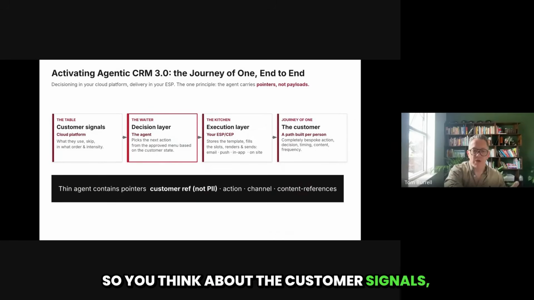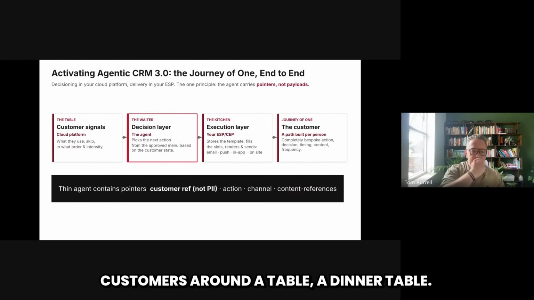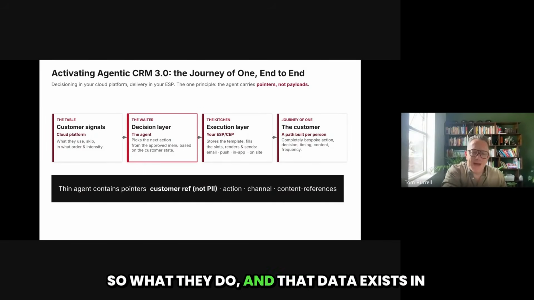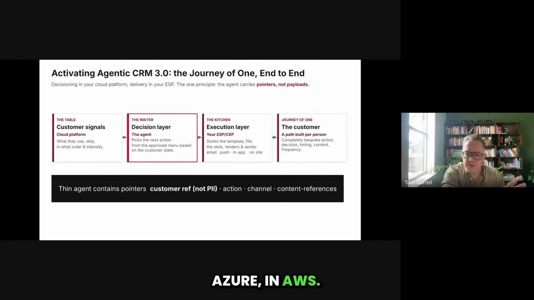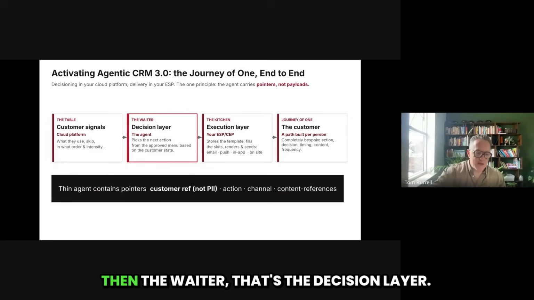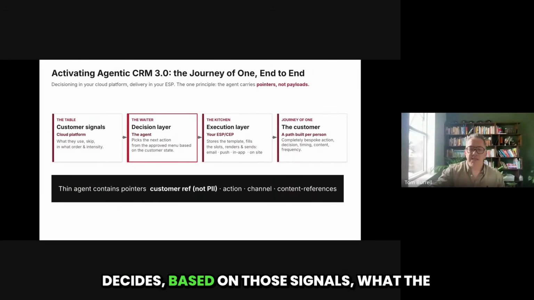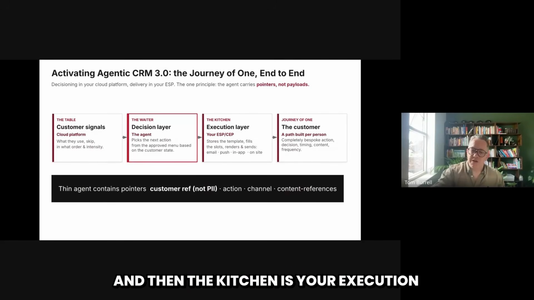So you think about the customer signals as the table. You've got the six customers around a dinner table. Take it as a restaurant. The customer signals, and that data exists in your cloud platform, your BigQuery, in Azure, in AWS: what they do, what they skip, in what order, with what intensity. Then the waiter, that's the decision layer. The agent looks at each customer and decides, based on those signals, what the best meal is for that particular customer. And then the kitchen is your execution layer.